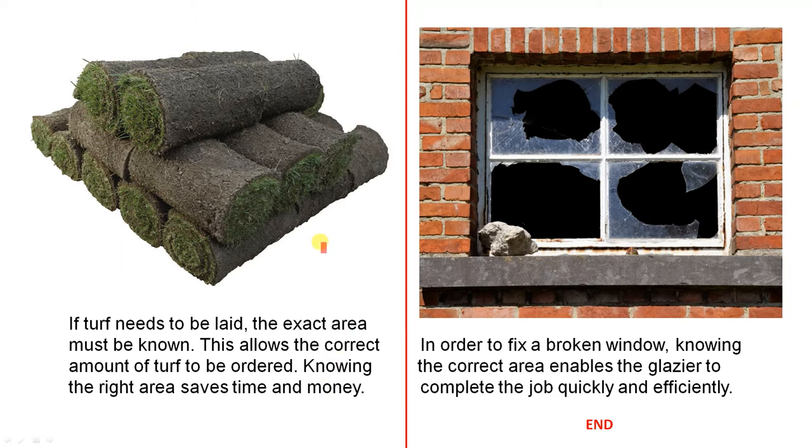So that means you can quickly go down to the shop, that is whatever shop sells this turf, and you can buy the correct amount, and you don't pay too much money because you've got the correct amount. So you don't over order, or you don't waste time by under ordering. In order to fix a broken window, knowing the correct area enables the glazier to complete the job quickly and efficiently. So they are just a few examples why area is important, and I'm sure you can think of many, many others.